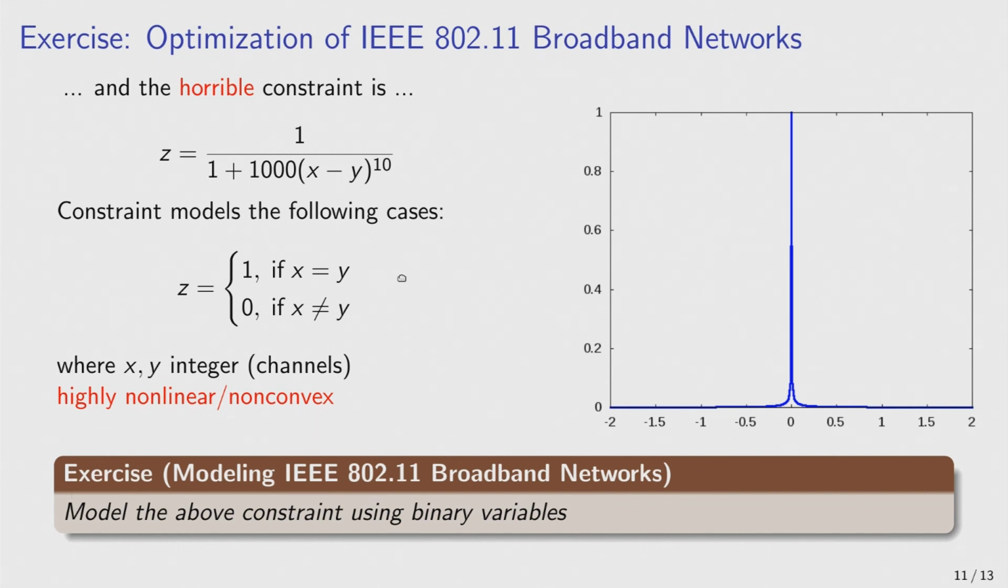Really what the constraint is saying, and you need to look at this nonlinear constraint a little bit and plot it, is that z is equal to 1 if x is equal to y, and z is equal to 0 if x is not equal to y. That's what they're trying to say. Now, it's not exact. Notice that this constraint here is different because this function is actually never 0, because it's 1 divided by a massive number.